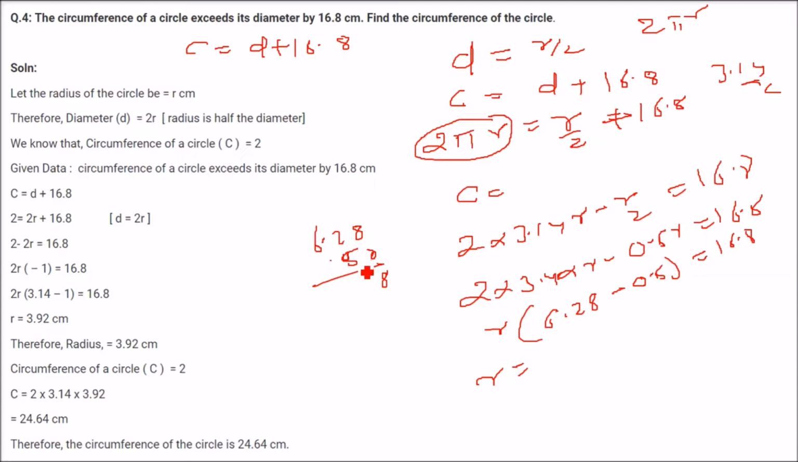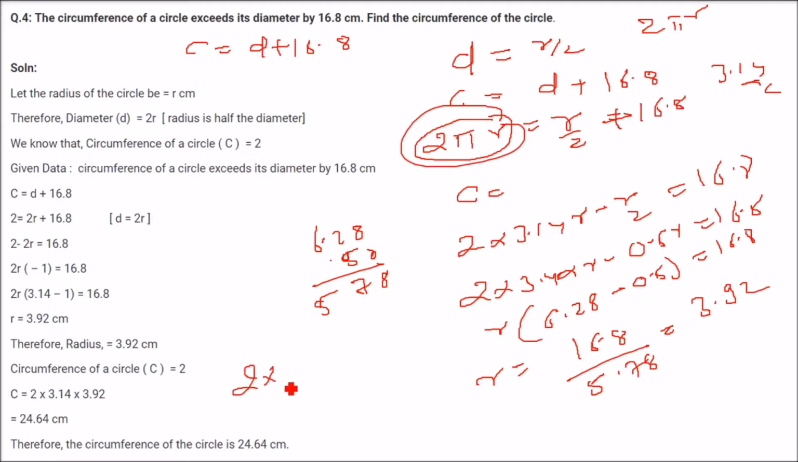So r is going to be 16.8 by 6.28 minus 0.5, which is 5.78. So 16.8 by 5.78. So you are going to get the radius as 3.92. Now this is the radius. Now you can find out the circumference. 2 into pi into 3.92. And this is going to come as 24.64.